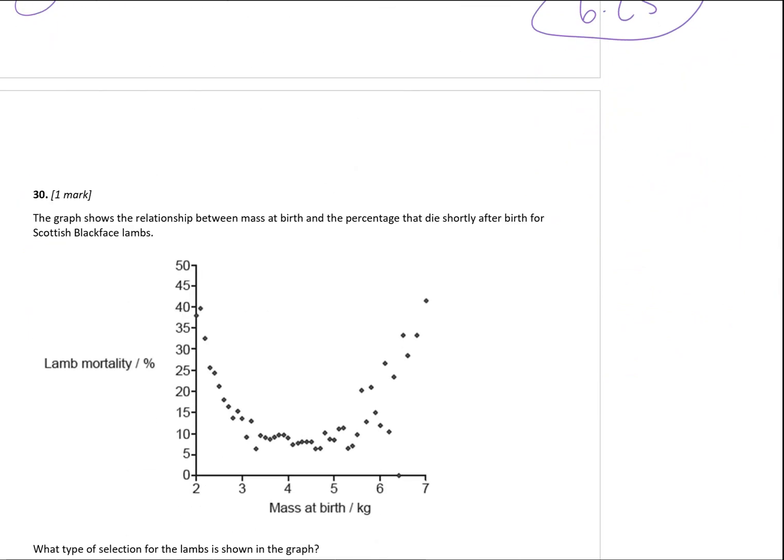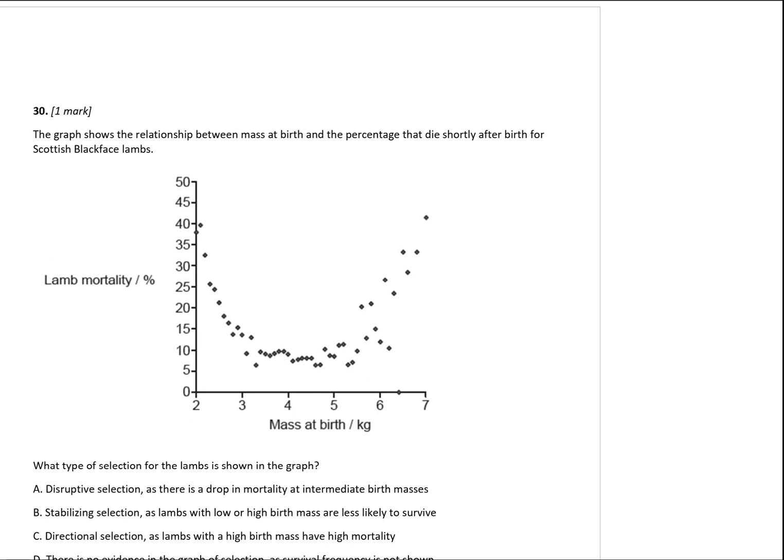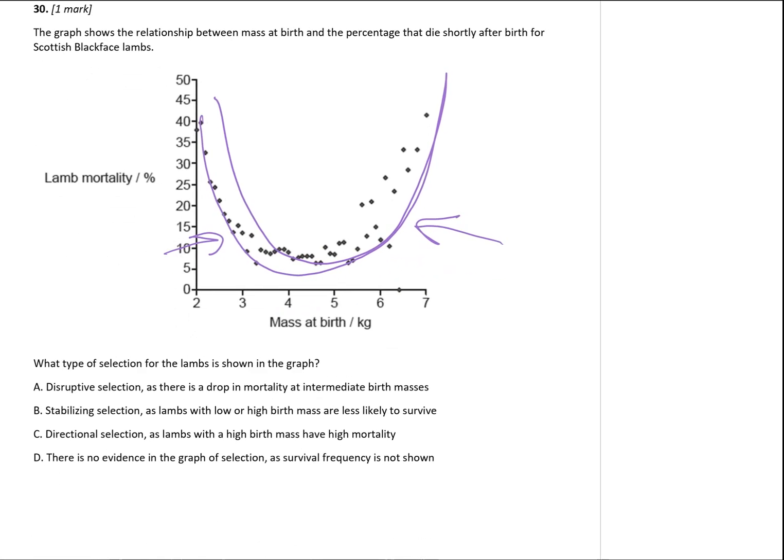And then question 30, relationship of mass at birth and the percentage that die. So it's a nice clear graph like this, and so you've got selection going like that. So that is stabilizing selection, and so the answer is B.